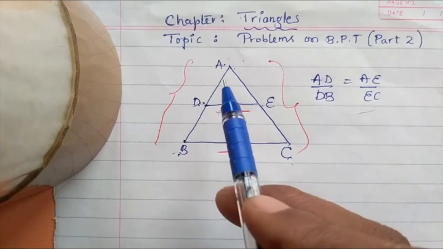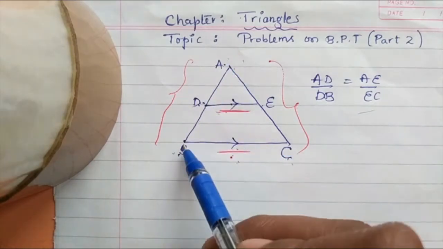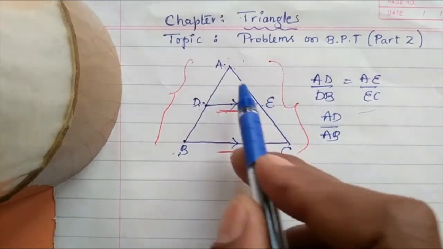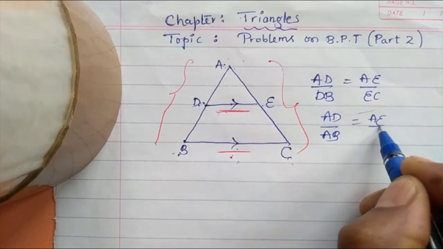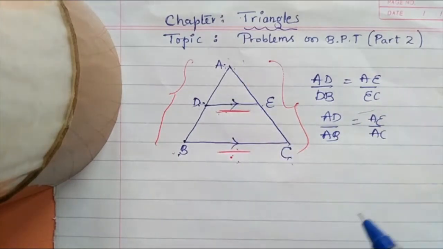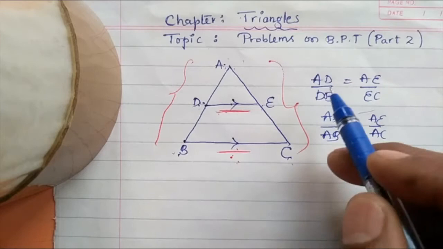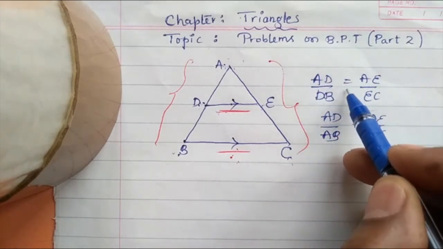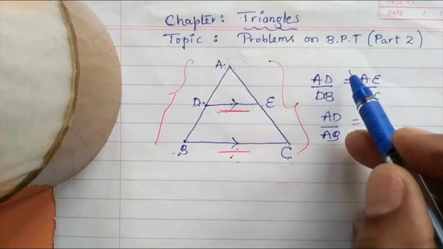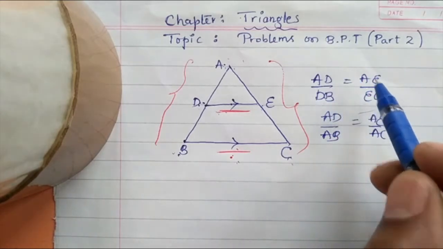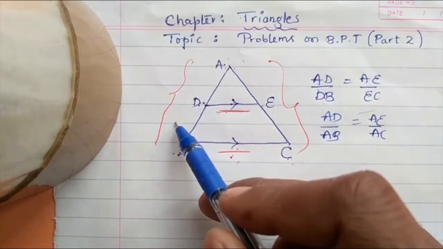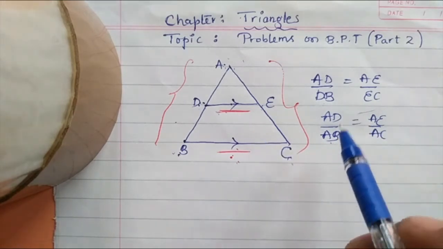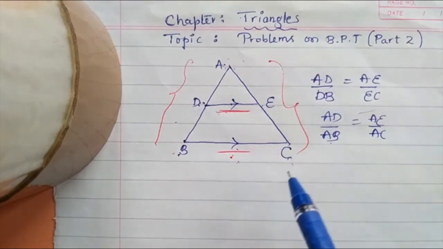Some additional results of BPT are AD of AB full, and on this side AE of AC full. This is also an additional result. These results we got by taking the first main result's reciprocal, adding 1, then after the LCM, taking the reciprocal once again. Thus, part by part form, and how to write part by whole, I showed you in my last class, in the problems based on BPT.